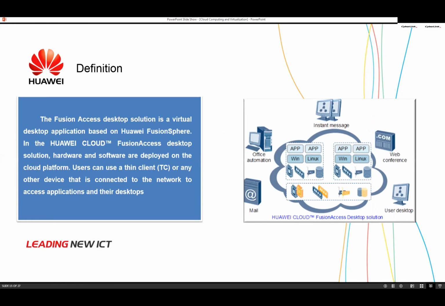Well, it's a desktop solution. It's a virtual desktop application based on Huawei Fusion Sphere. We can simply call it Fusion Compute. In the Fusion Access desktop solution, hardware and software are deployed on the cloud platform. Users can use thin clients. I'm not sure if you're familiar with that term, but I will explain it in just a minute. Or any other device that is connected to the network to access applications and their desktop.